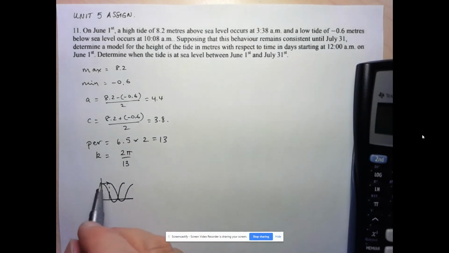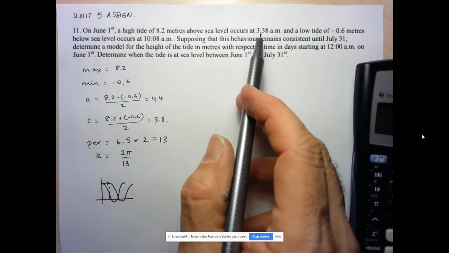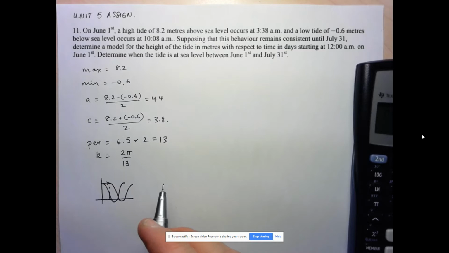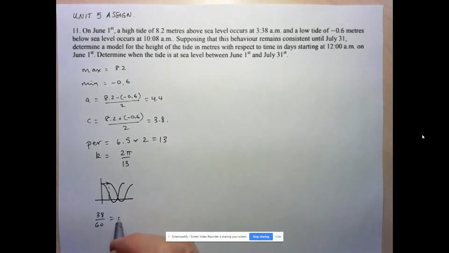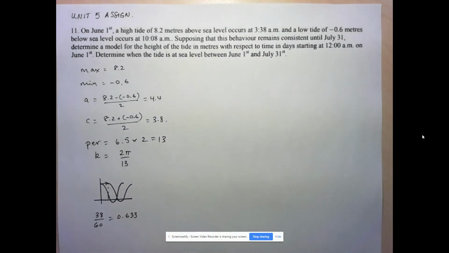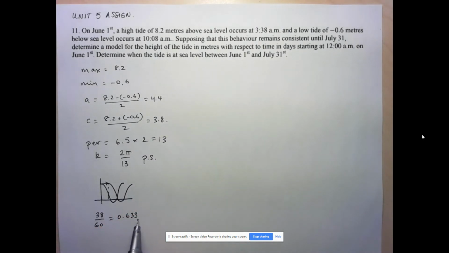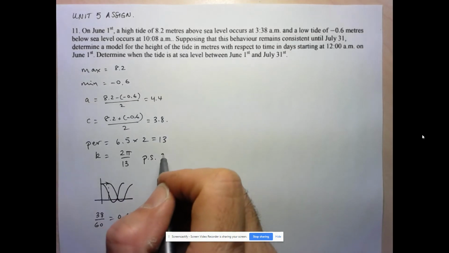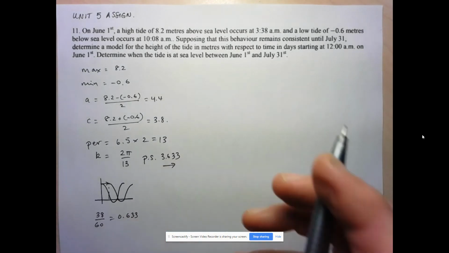So I'm going to be moving my function to the right, but it's given to me in terms of hours and minutes, so I'm going to need to turn this into a decimal. 38 minutes out of 60 in an hour is 38 divided by 60, which is 0.633. So that means my phase shift is going to be 3.633 hours to the right. Now we can create our model.